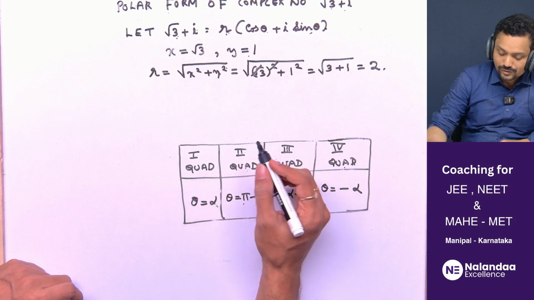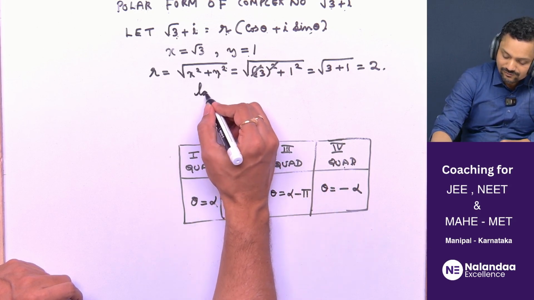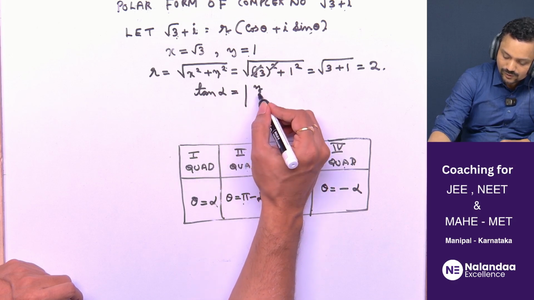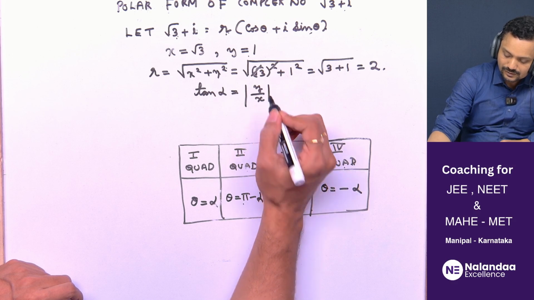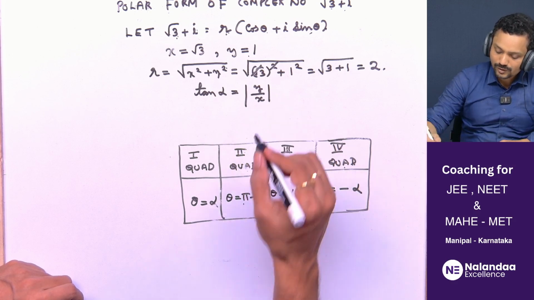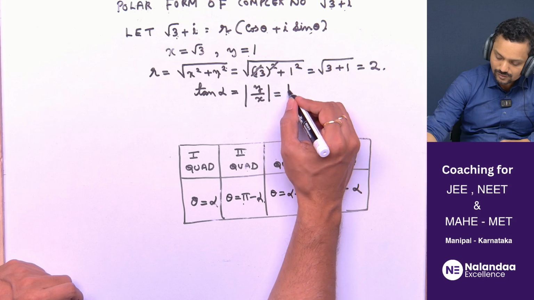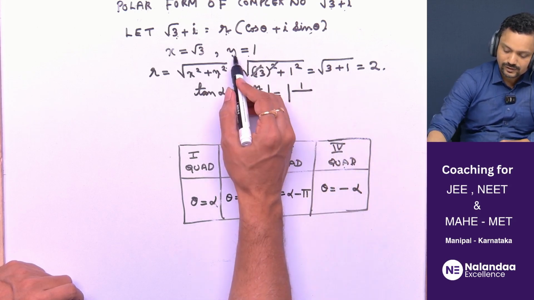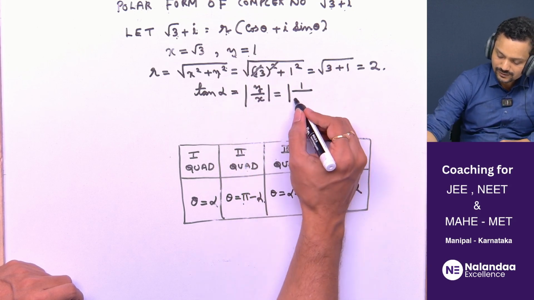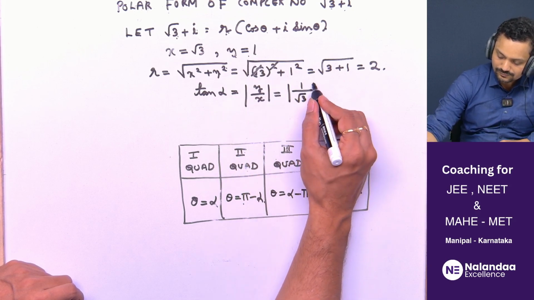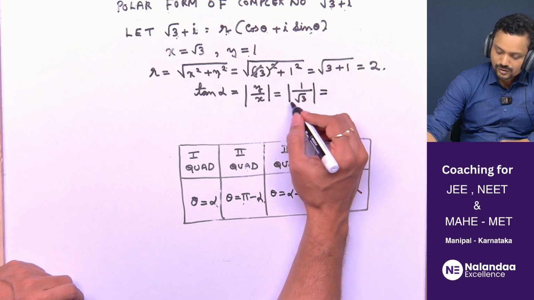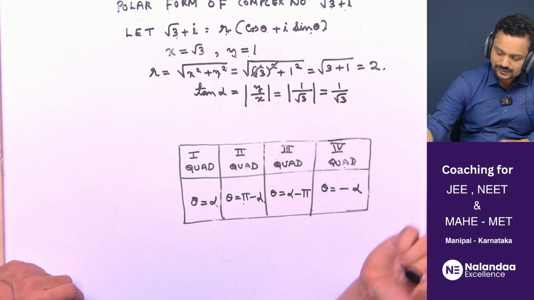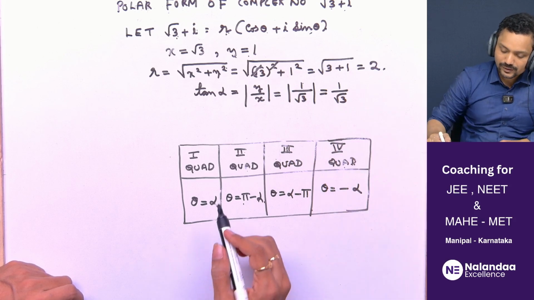Now next, according to our procedure, students, first we'll define tan alpha. We will define tan alpha as mod y by x. So we'll take tan alpha equal to mod y by x. This is equal to mod of, now you know y is 1, so I'll just substitute, y is 1, x value is root 3. And you know mod of 1 by root 3 is the same as 1 by root 3. So you'll get tan alpha equal to 1 by root 3.